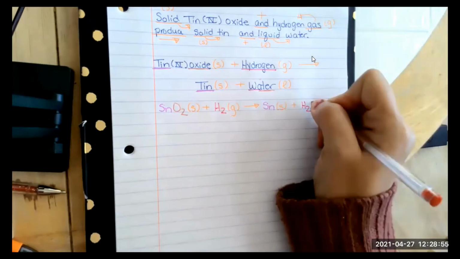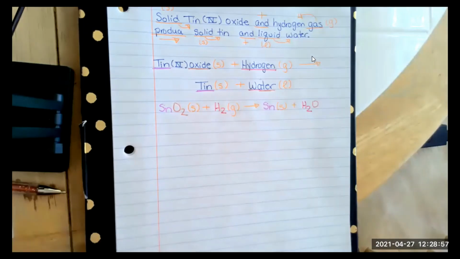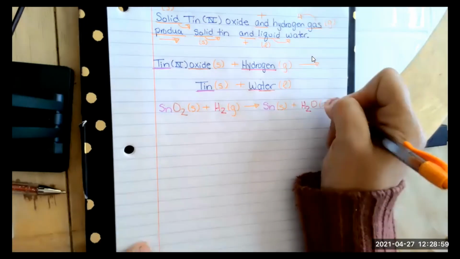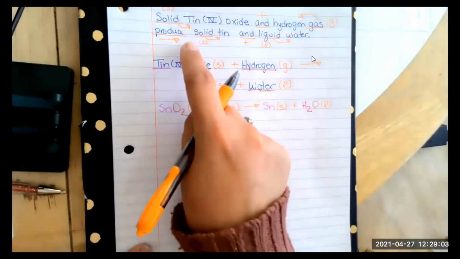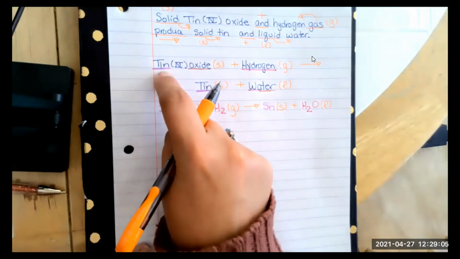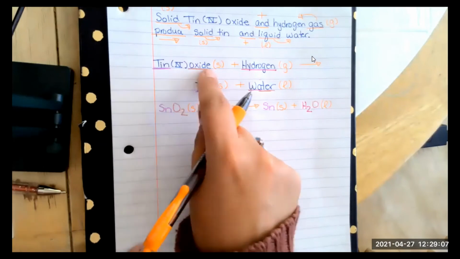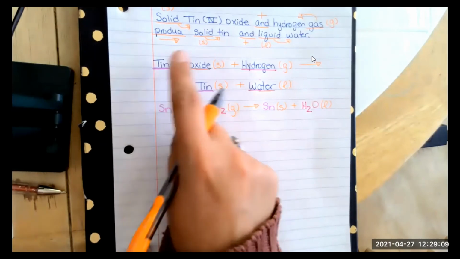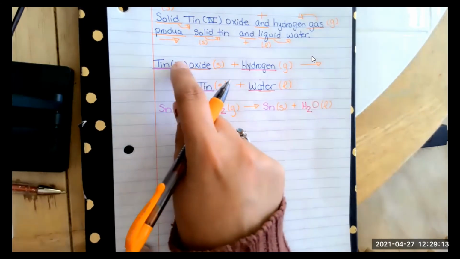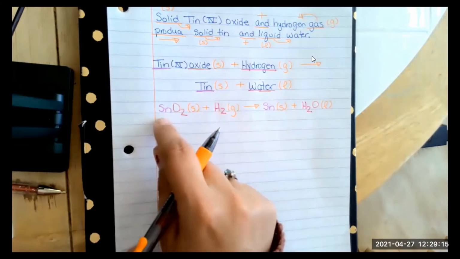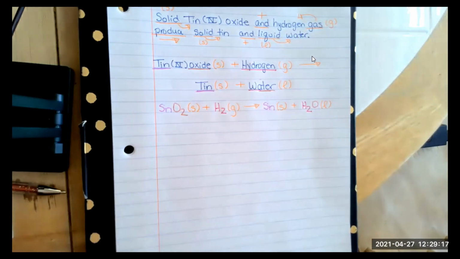Now that I have all of my compounds balanced, remember, in tin 4 oxide, that 4 is not the amount of tin, that's the charge of tin. So when you're crisscrossing or doing your LCM, remember, you have to do it in the lowest common ratio. So instead of 2 tins and 4 oxygens, we have 1 tin and 2 oxygens.